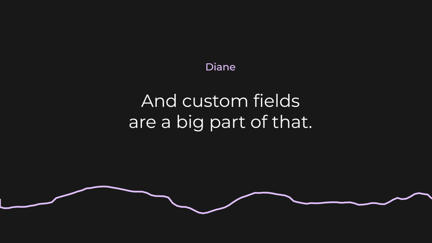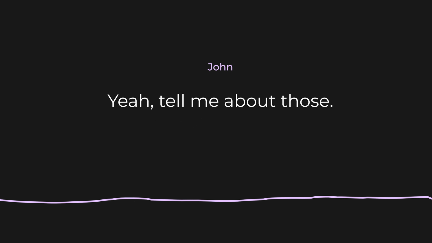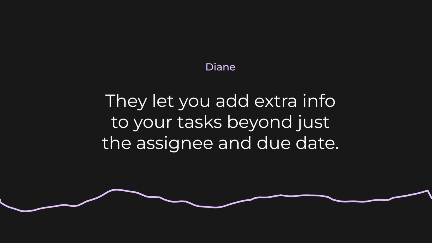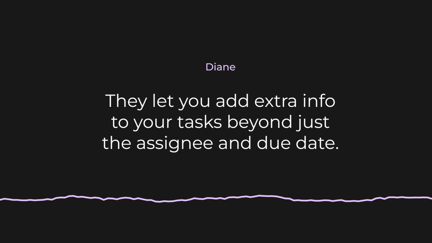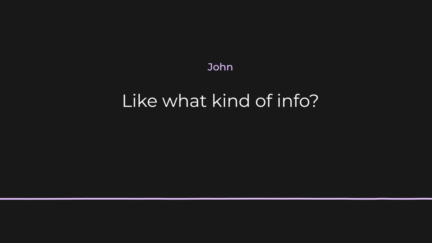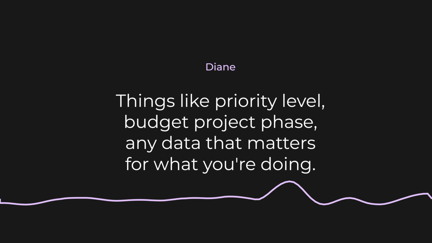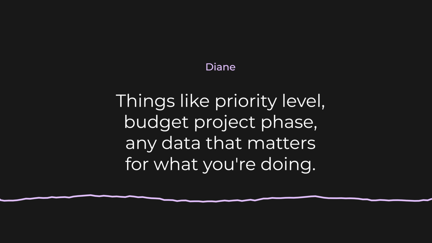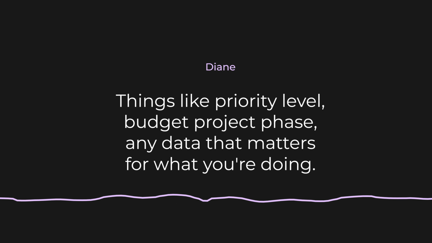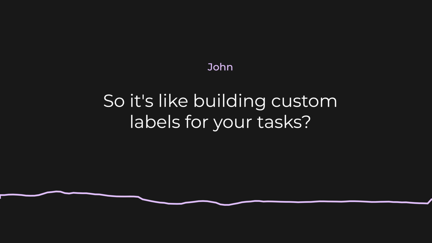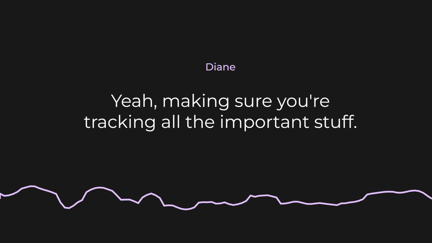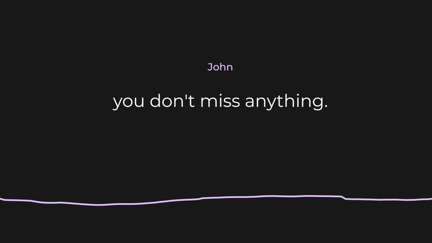Exactly. And custom fields are a big part of that. Yeah, tell me about those. They let you add extra info to your tasks beyond just the assignee and due date. Like what kind of info? Things like priority level, budget, project phase, any data that matters for what you're doing. So it's like building custom labels for your tasks, making sure you're tracking all the important stuff so you don't miss anything.